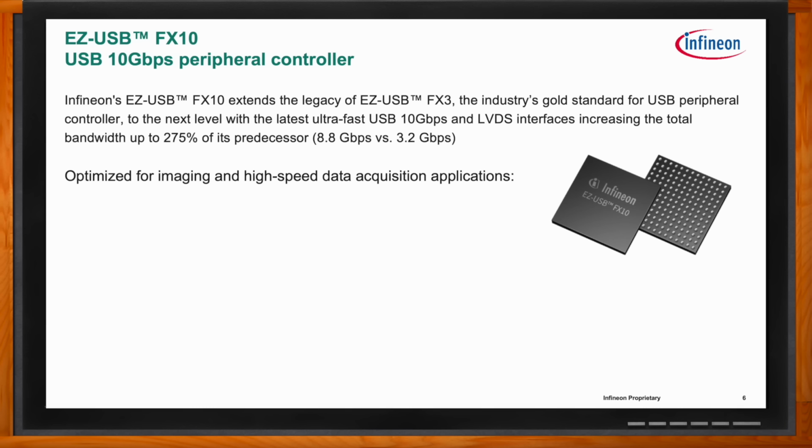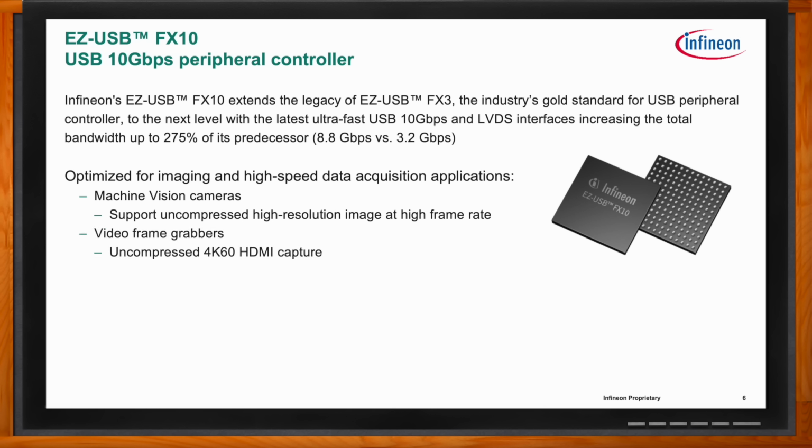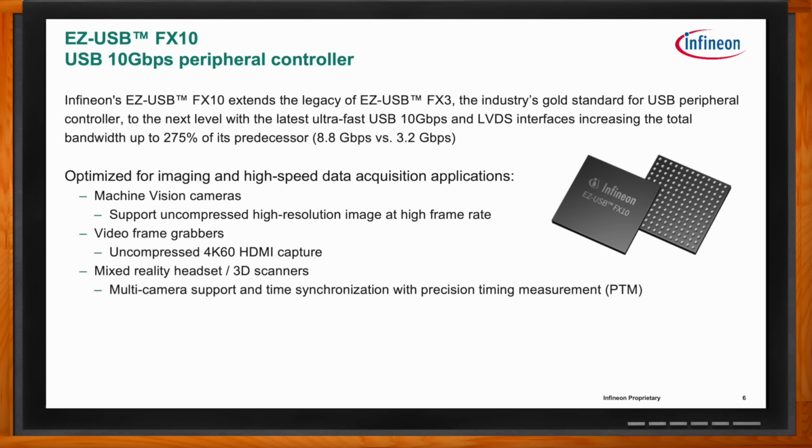That opens up many imaging and video applications, such as machine vision cameras and video frame grabbers. Many emerging applications, such as mixed reality headsets, can also benefit from this higher bandwidth. We also see that 3D scanners, which used to be very slow in scanning speed with USB 3.0, now have almost 3x the performance, much better in terms of user experience. Also, a lot of test and measurement applications can leverage the high bandwidth to acquire more data, such as spectrum analyzers, oscilloscopes, or logic analyzers.